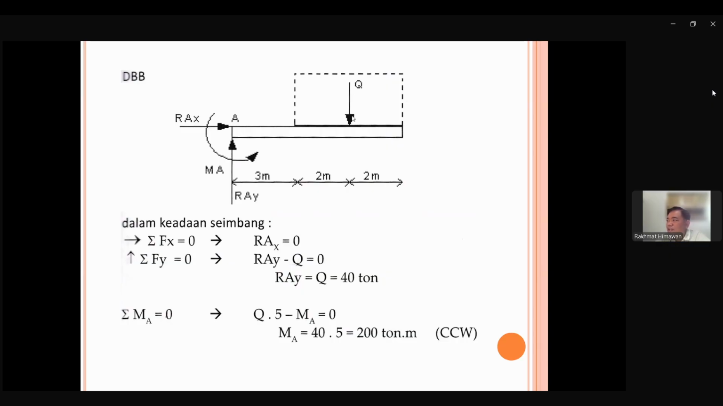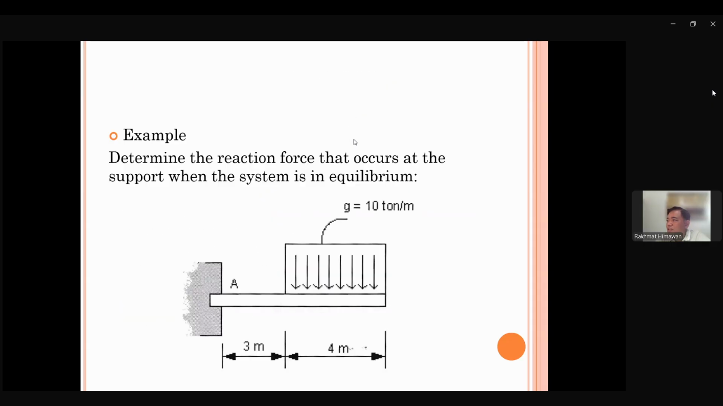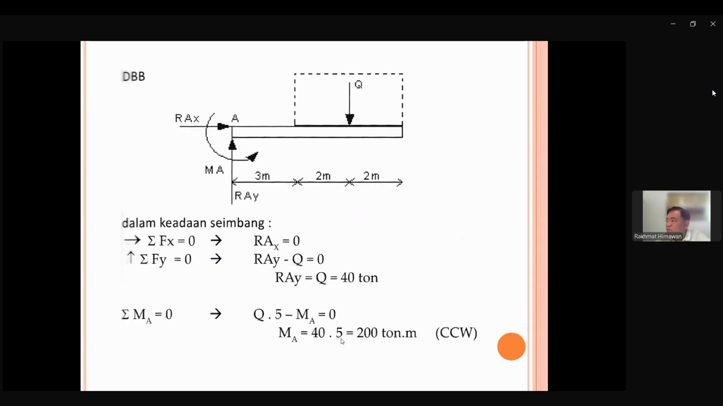And Q is, again, you need to find out where is the Q and how much. Since this is 10 ton per meter and this is 4 meters, that means Q is in the middle of here, which is 2 meters from here. And how much? Just 10 multiplied with 4, which is 40. Q is 40, okay, in this location.